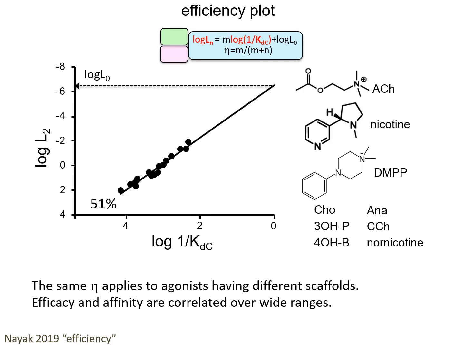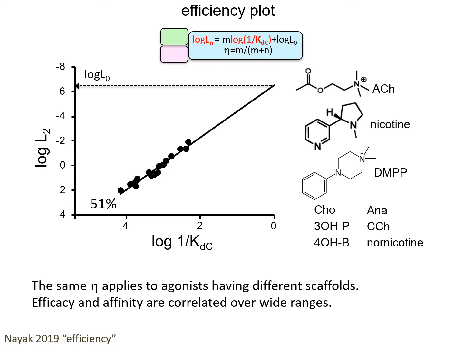Efficiency is equal to the slope divided by the slope plus n, where n is the number of binding sites, which you know a priori. So if you can make this plot, fit it to a straight line and calculate a slope, you can easily calculate the efficiency. And we have done this for 20 different agonists of the acetylcholine receptor using dose-response curves or single-channel measurements.